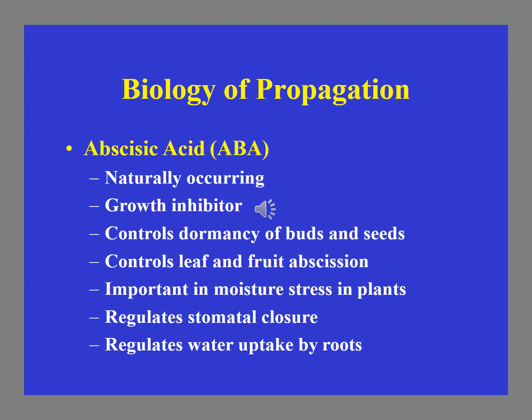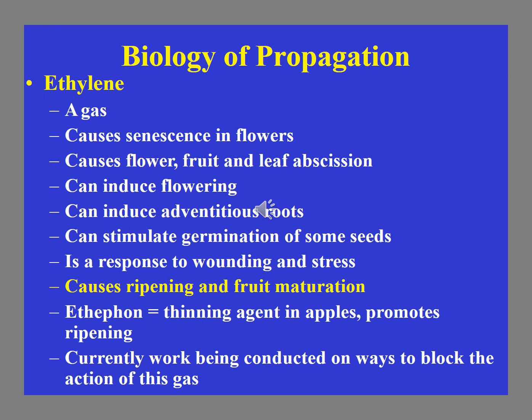Ethylene is a gas. It's produced in fruits and flowers, and it causes the flower death or senescence. It can also induce flowering. It can induce adventitious fruiting. The main thing it's known for is it causes ripening and fruit maturation. That's why if you have fruit and it's not ripening fast enough, like avocados, you put them in a bag, because it's not because they like dark and they like to be in a bag. It's because ethylene gas is produced by the avocados and it will concentrate.